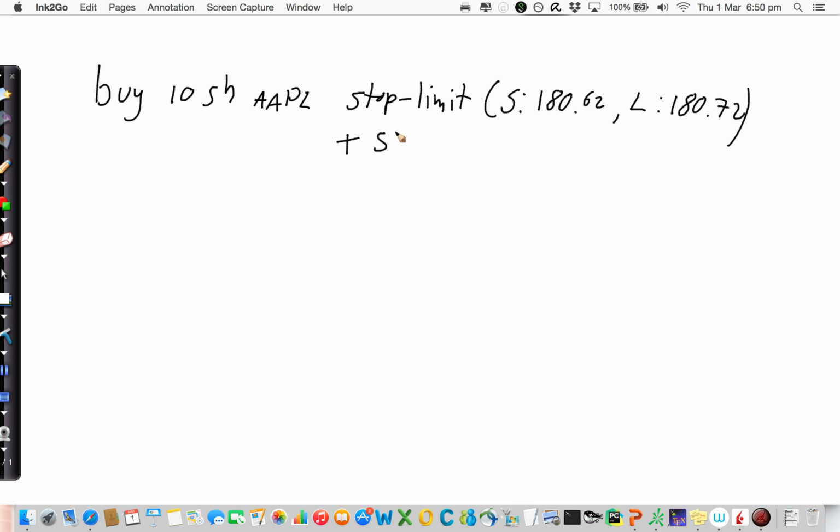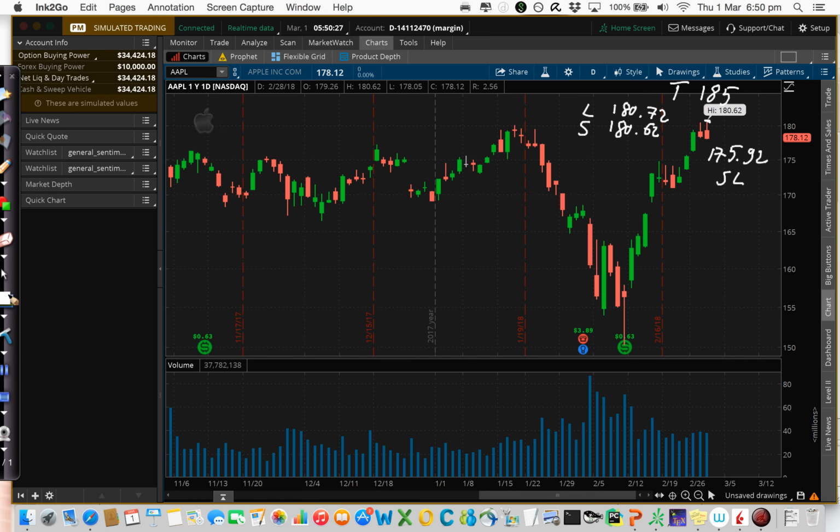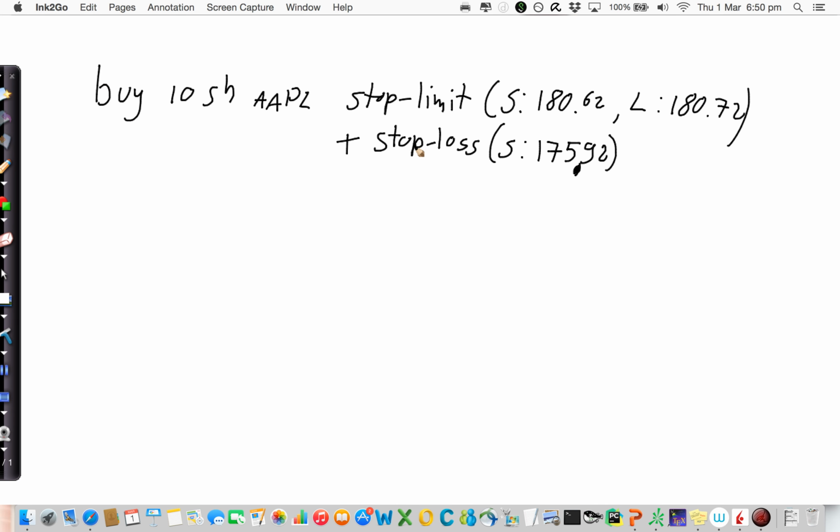Plus stop loss, that is a stop order at 175.92, if I'm not wrong. Let me see. Yes, and the profit target: we want a limit order at 185. Okay, so let's see how we can insert this order in the platform.